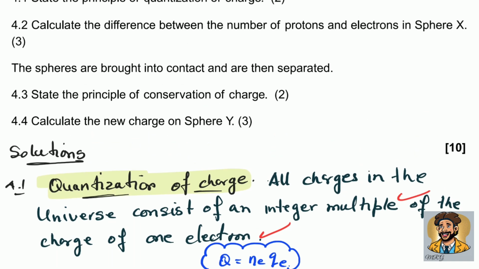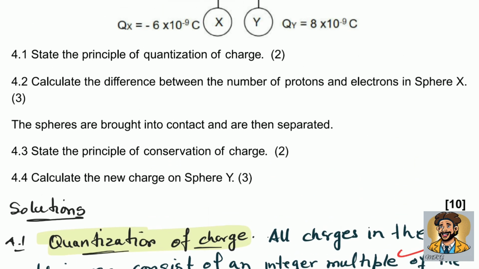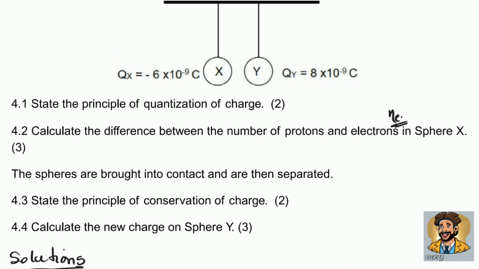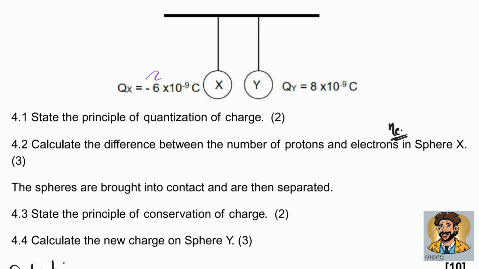Question 4.2 says, calculate the difference between the number of protons and electrons in sphere X, and it's for 3 marks. Guys, all they want is to calculate the number of electrons. All they want to know is electrons. Note, sphere X has a negative charge, that you can see at this specific point here. Because it has a negative charge, it means that it has more electrons.